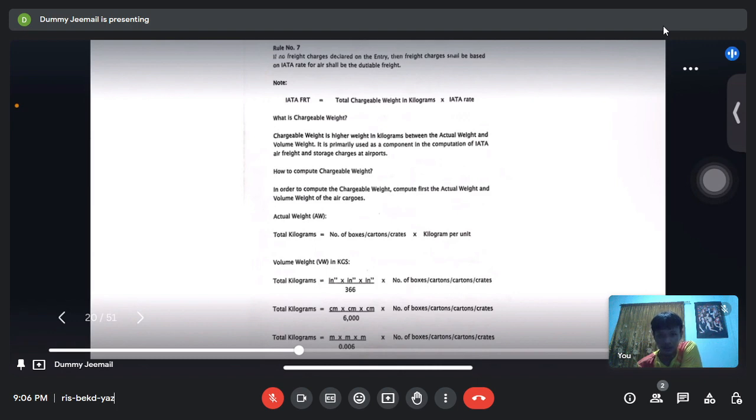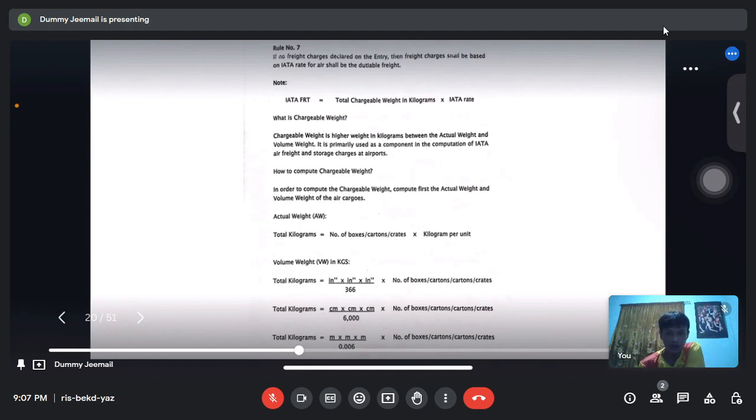For air shall be the dutiable freight, no? So kaniha is sa sea kay GCR. If sa air we have IATA rate, no? So note, IATA freight is equals to total chargeable weight in kilograms times IATA rate.